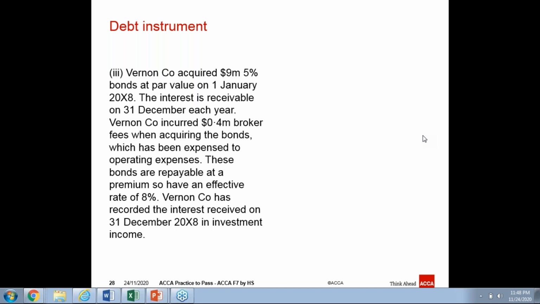Yes, the company has acquired, meaning the company has provided a loan to someone. So it is actually a financial asset. Very good. It's a financial asset case.